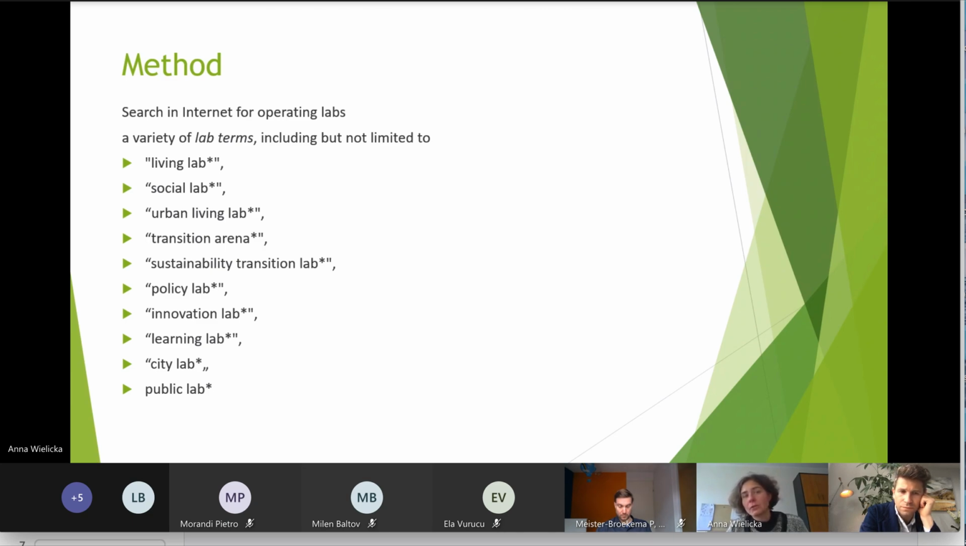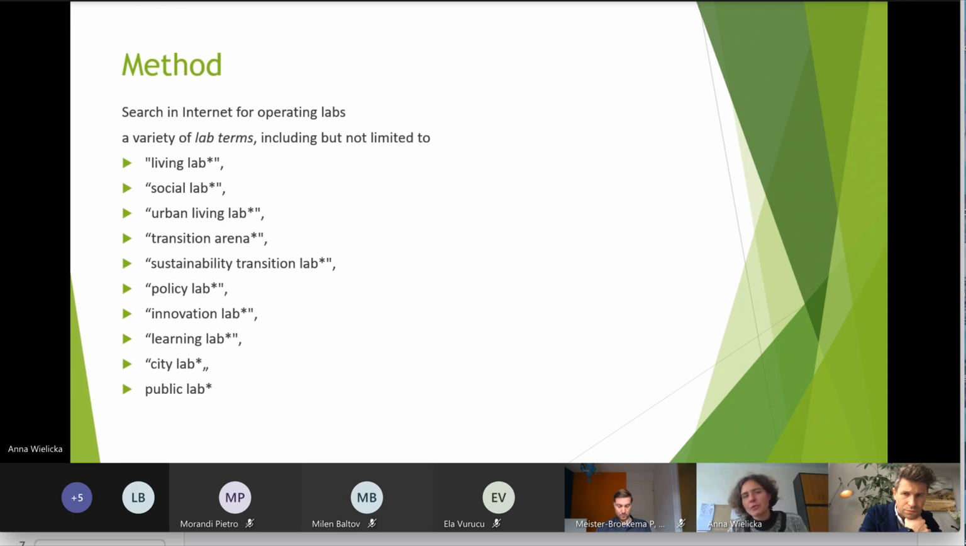This time we would like to do an internet search and to look for operating labs. Here we propose some terms, and of course there is our proposition. One always has to be creative and look for some peculiarities, and one has to be careful.